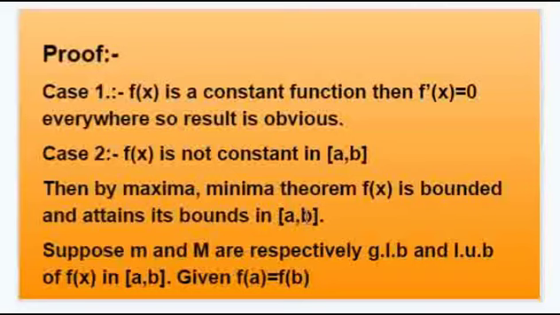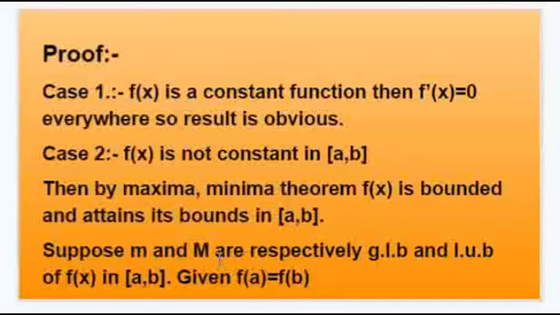That is, both the greatest lower bound of the function f(x) as well as the least upper bound of the function f(x) exist in [a, b], and there are some points c and d in this interval where these bounds are attained, that is f(c) equals m and f(d) equals M, where small m is the greatest lower bound and capital M is the least upper bound.